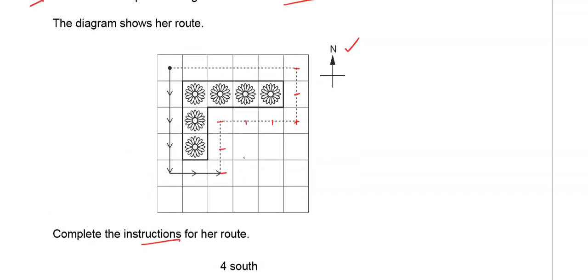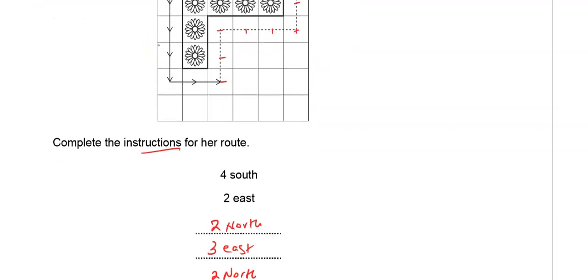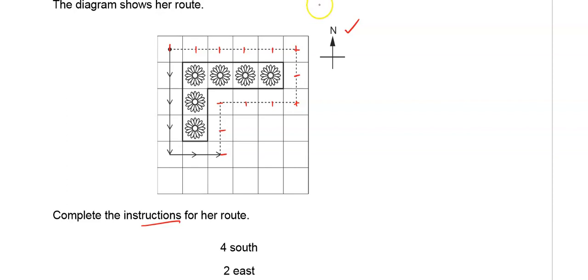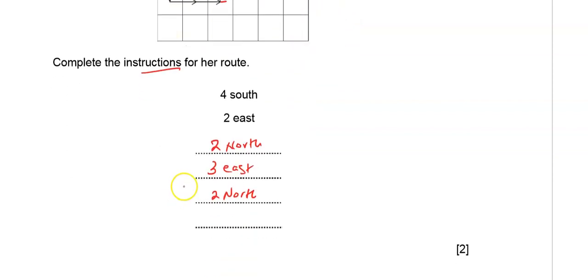Then from there, it's going to be 1 square, 2 squares, 3, 4, and 5, for her to get back. That direction is now west. So 5 west.